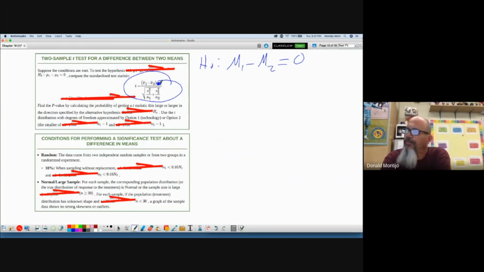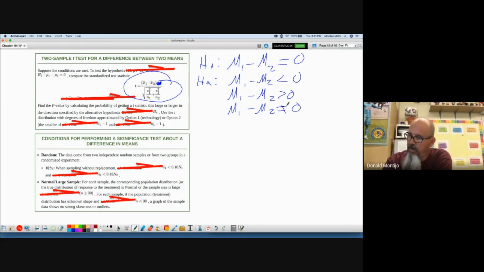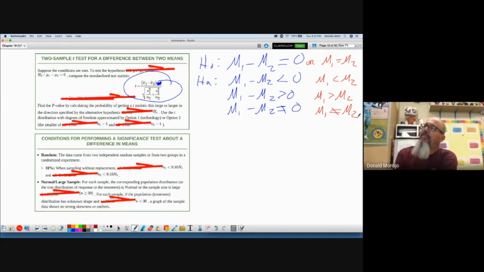Okay. So what are our choices for alternatives? Well, it could be that mu sub 1 minus mu sub 2 is less than 0. Or it could be that mu sub 1 minus mu sub 2 is greater than 0. Or it could be we want to test that they are not equal to 0. Remember, we could also write these another way. We could write that mu sub 1 equals mu sub 2, or that mu sub 1 is less than mu sub 2, or that mu sub 1 is greater than mu sub 2, or that mu sub 1 does not equal mu sub 2. So that's our null and alternative.